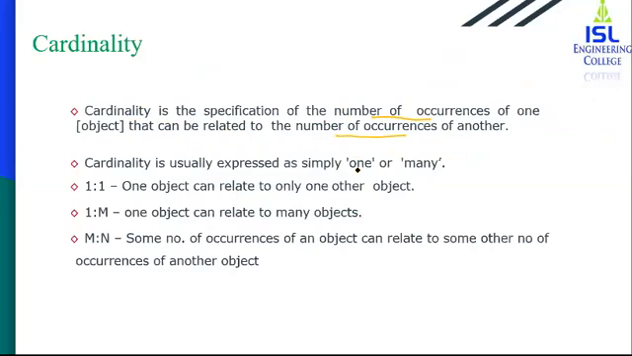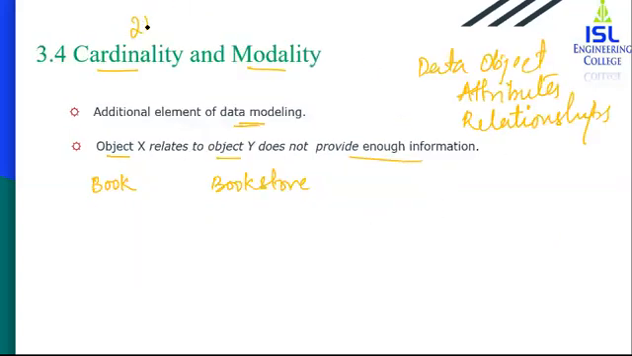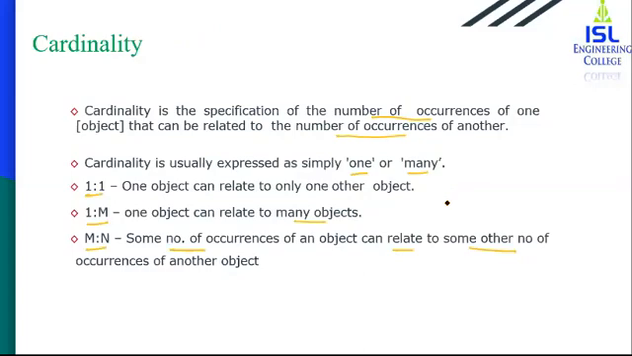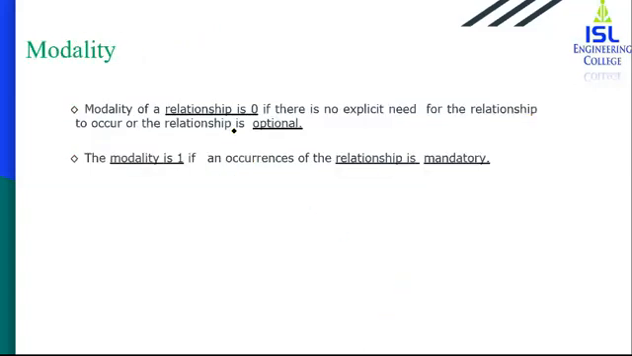Now cardinality is expressed in one or many. You can either have a one-to-one relationship, a one-to-many relationship, or many-to-n number of occurrences. So one-to-one means one object is related to another object. One-to-many means it relates to many objects, and many-to-n means some number of occurrences are related to some other number of occurrences of another object. This is called your cardinality. Now this particular answer, cardinality and modality, is important for 2 marks or for 3 marks: define cardinality and modality.